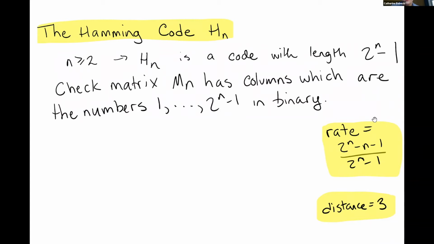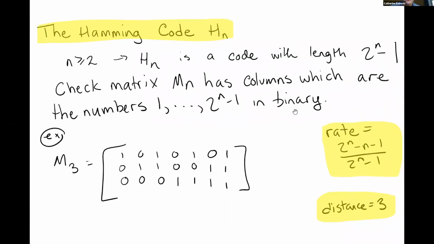And this Hamming code always has rate (2^n - 1 - n) divided by (2^n - 1). And they're always distance 3, no matter what n is. So you'll notice as n gets really big, the rate gets pretty close to 1, and that's good on efficiency terms.